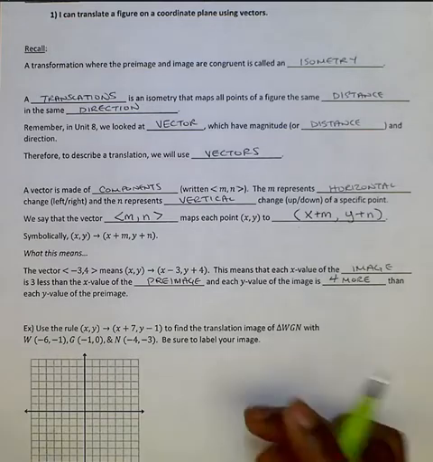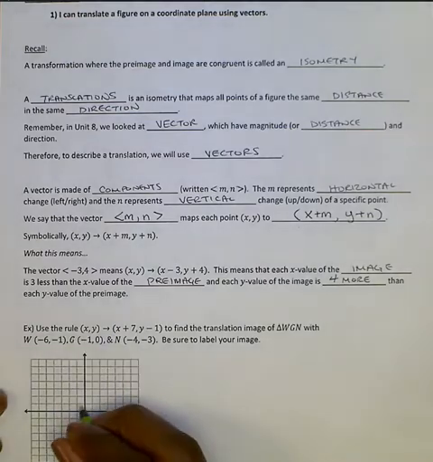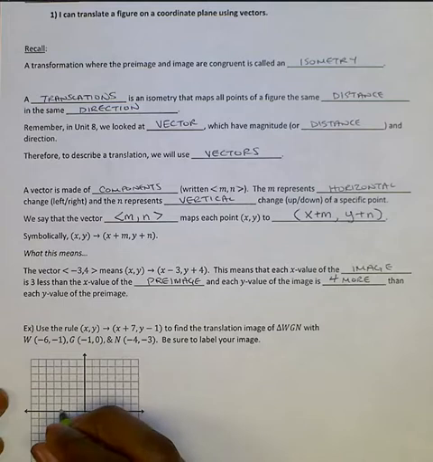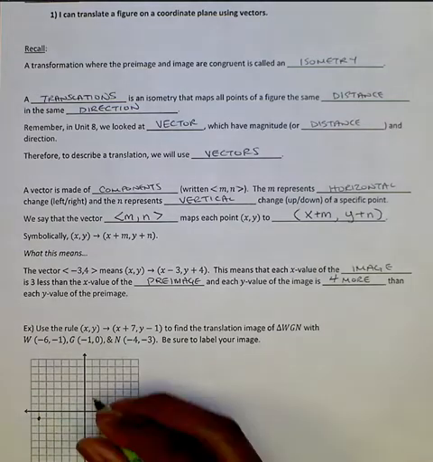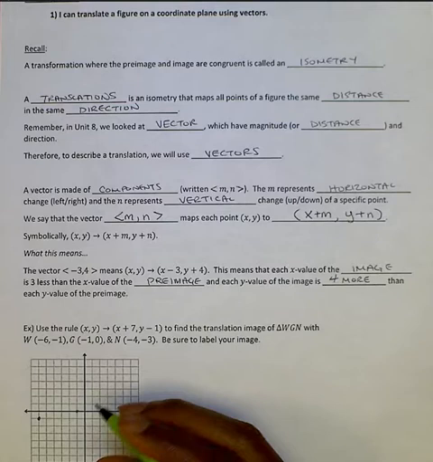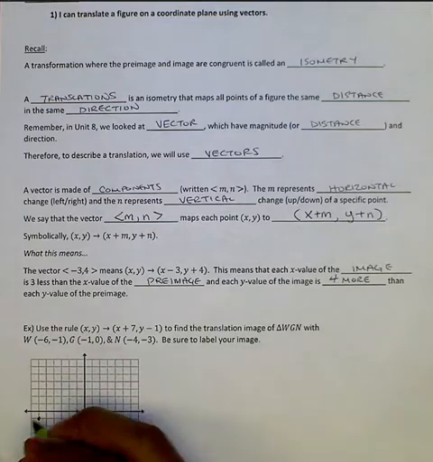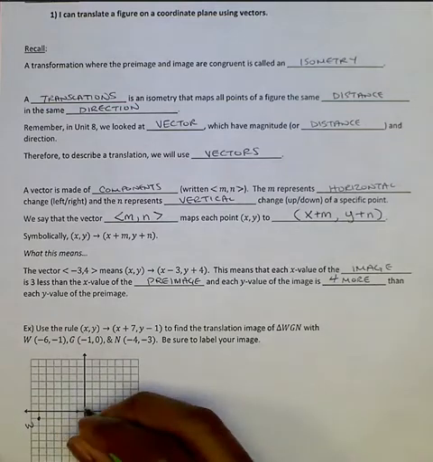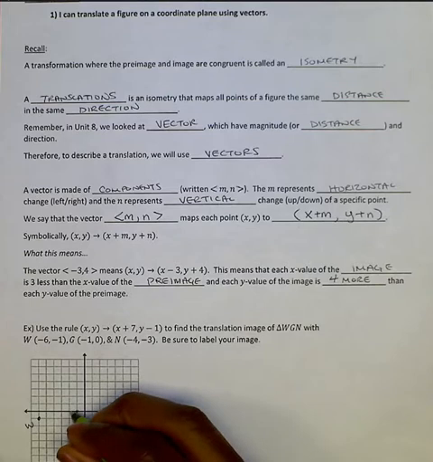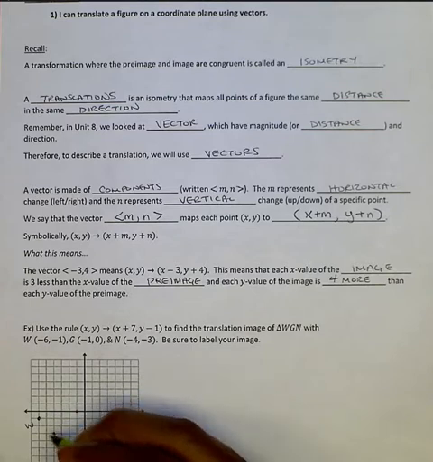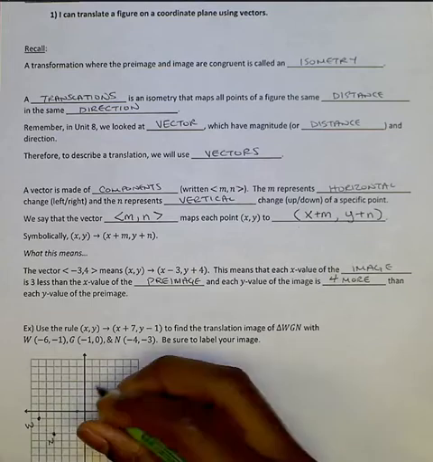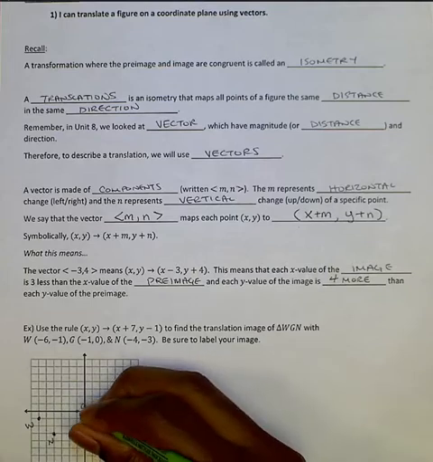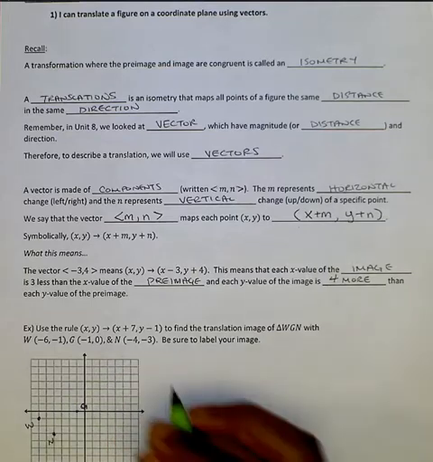So we have W as (-6, -1). 1, 2, 3, 4, 5, 6. 1. Okay. We have G as (-1, 0). Excuse me. So that's W, that's G. N is at (-4, -3). 1, 2, 3, 4, 1, 2, 3. Okay, so now we're going to use this rule.